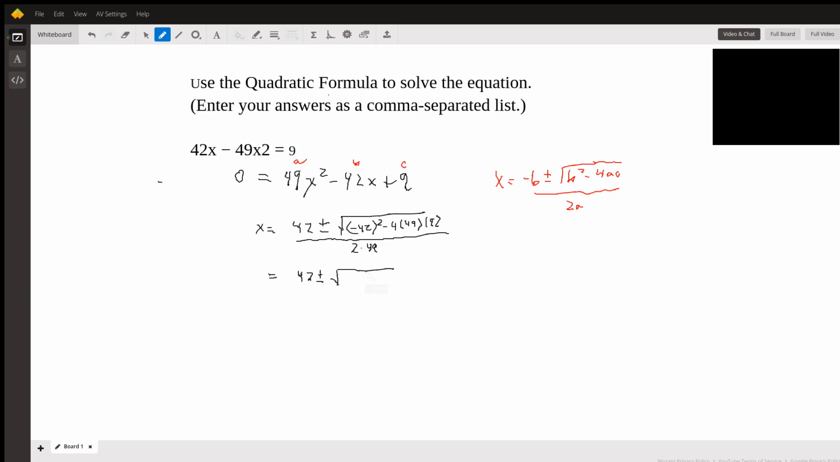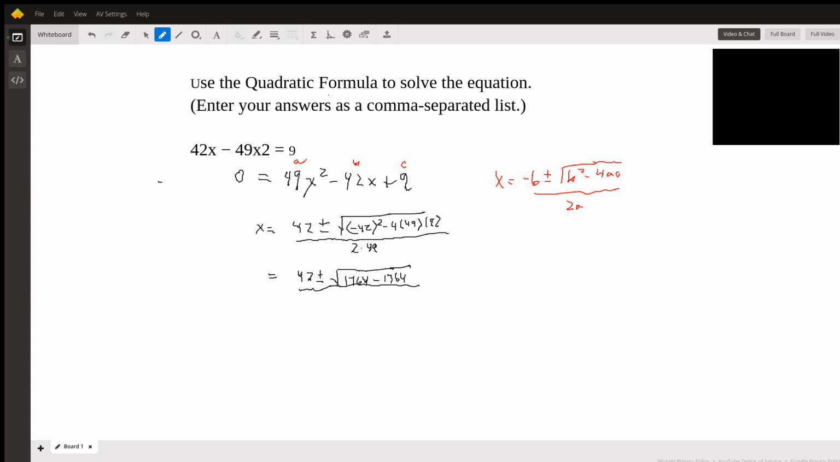So now we get on the calculator. 42 squared is 1764. And then we'll subtract from that 4 times 49 times 9, which is 1764. So this thing actually factors. We'll come back to that in a second. 2 times 49 on the bottom.